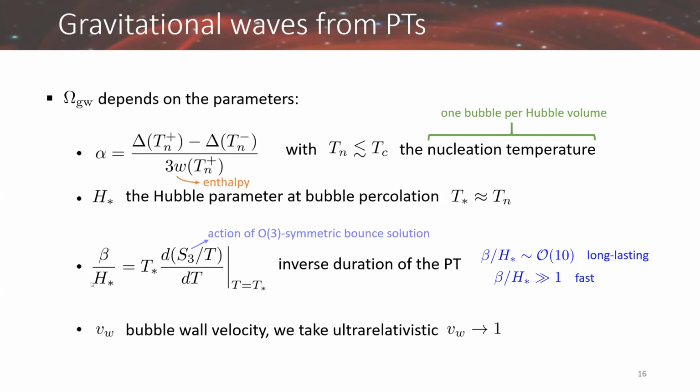The inverse duration of the phase transition is given by this parameter beta, where this action here is the action of the bounce solution between the two minima. So if you get this parameter to be order 10 or 100, you can consider this to be a long-lasting source of gravity waves. If they are much larger, this is a fast transition, so you have a smaller signal of gravitational waves being produced. And finally, you have the bubble velocity, which is the terminal velocity for expansion of these bubbles, which we take to be relativistic.